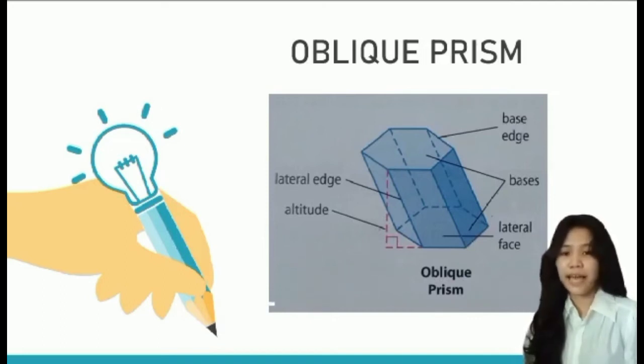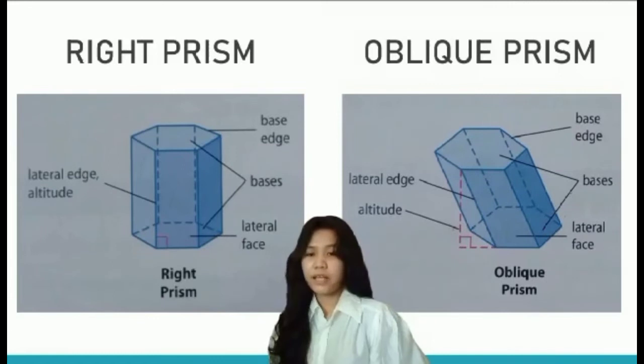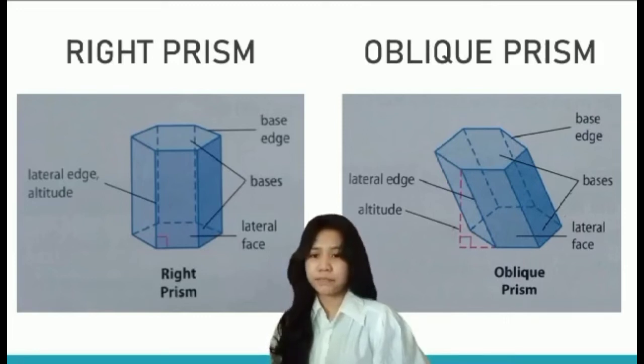So remember that in a right prism, the right lateral faces and the base faces are at a right angle to each other, and they are parallel. But in an oblique prism, bases and the lateral faces are not making 90 degrees or are not at right angle. So let's move on.